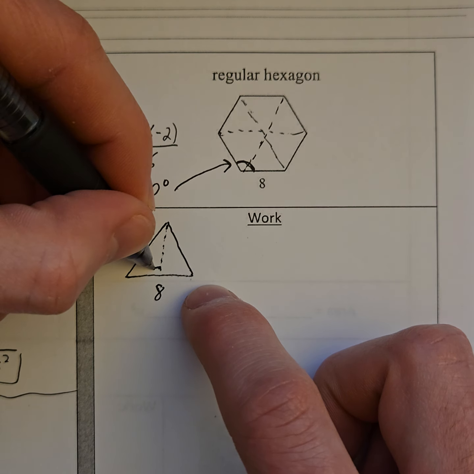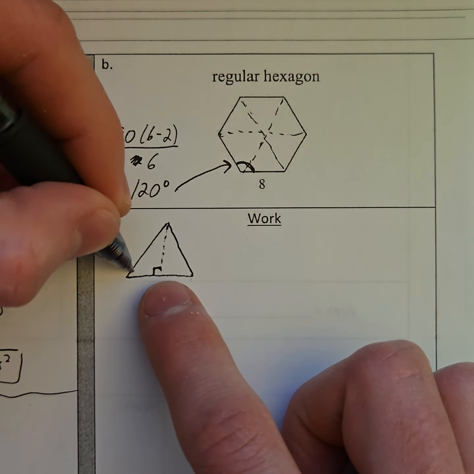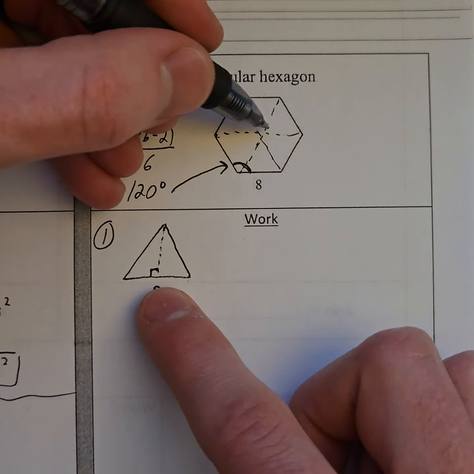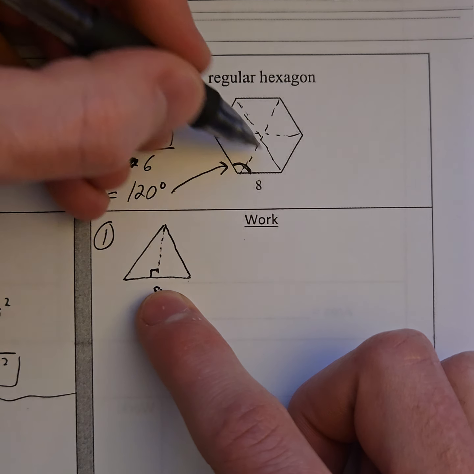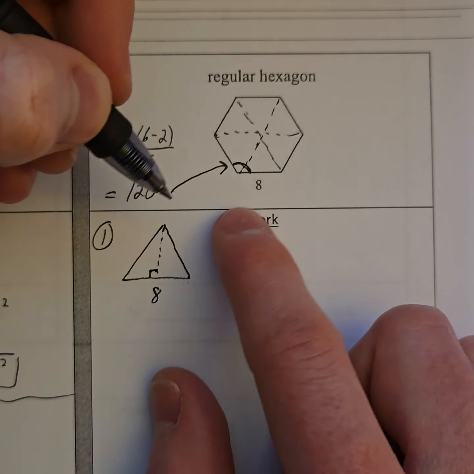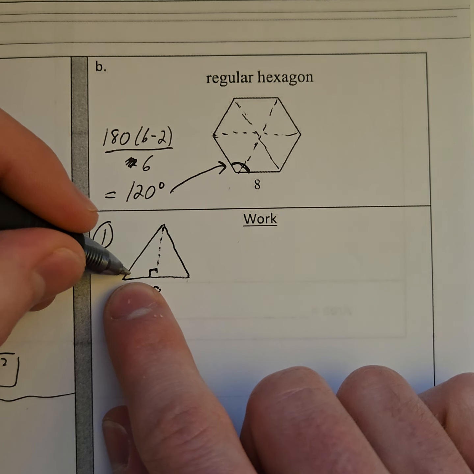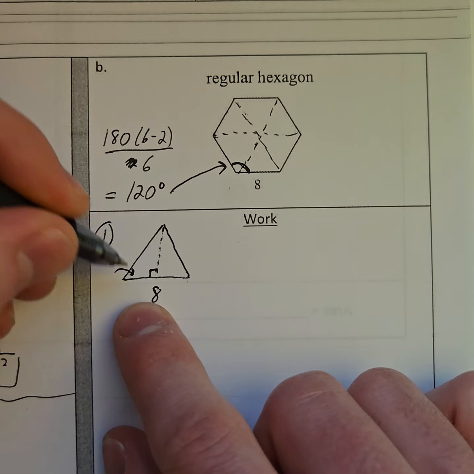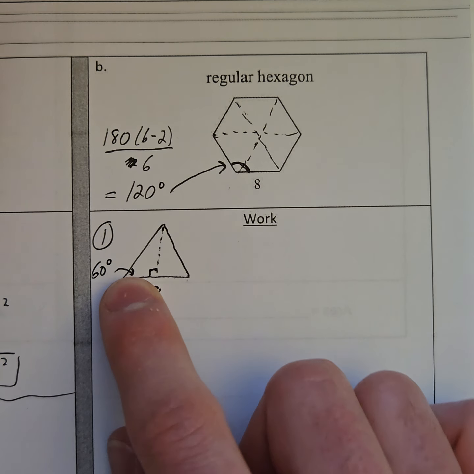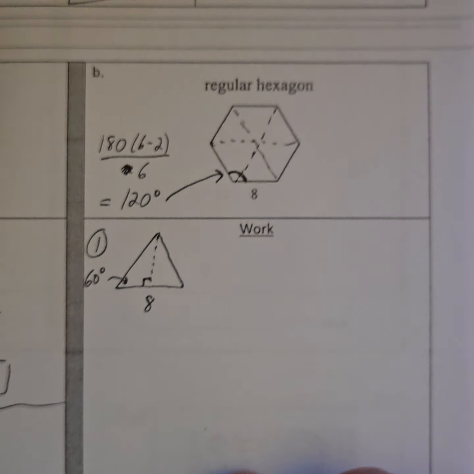The height needs to be perpendicular, and we can find this angle down here because when we created these diagonals, that's bisecting each of these angles. Remember, that means cutting in half. So if this whole angle is 120, this angle down here is going to be what? That's going to be 60. So that's going to be a 60-degree angle right there if you cut that angle in half.